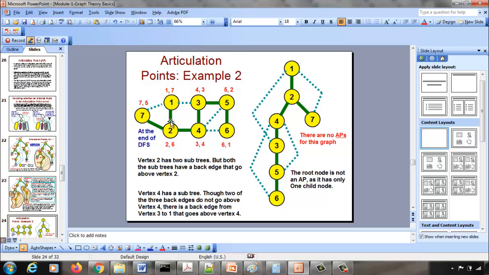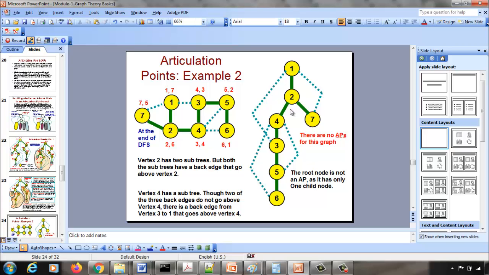From 1 you have a tree edge to 2, and then from 2 you have tree edges to 4 and 7. Now from 4 you have a tree edge to 3, then to 5, then to 6, and then you have the back edges. So now if you look at this, the leaf nodes are 6 and 7, they are not articulation points. Then the root node has only one tree edge associated with it.